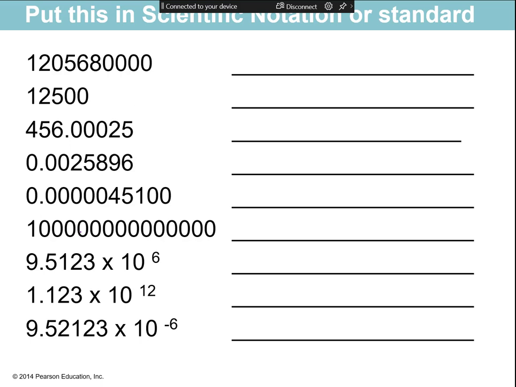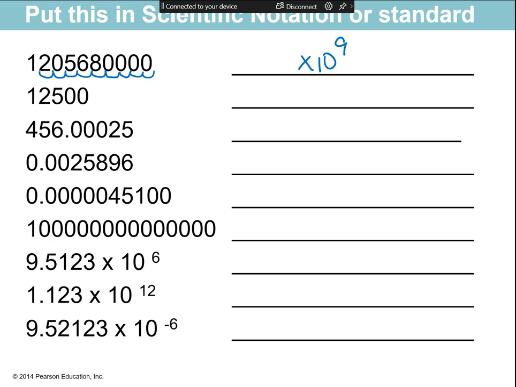It's going to go to the left. How many? 9. So it is going to be 10 to the 9th, right? If you don't see a decimal, then know your decimal's at the end. So this is 1, 2, 3, 4, 5, 6, 7, 8, 9. So that's how I know it's times 10 to the 9th. It's a number bigger than 1, so the exponent's a positive number.